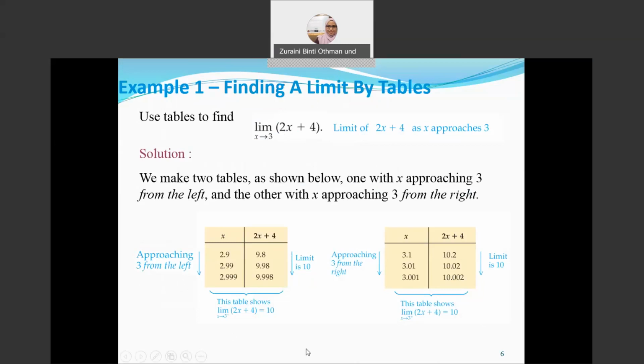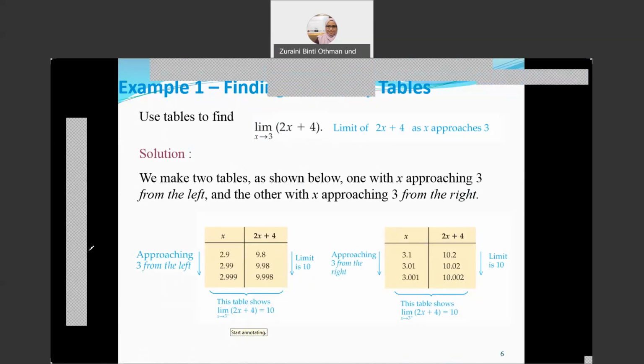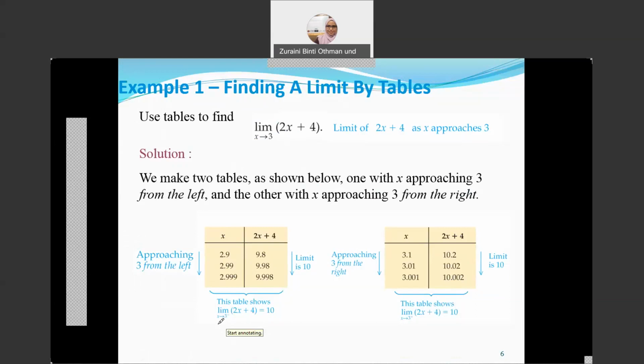right, right? Okay, so now this is the table for, okay, ini ialah table untuk daripada sebelah kiri. Maksudnya x approaching to 3 daripada sebelah kiri. Maksudnya daripada 2.9, okay, ini kita punya 3. Okay. Maksudnya yang ni kita punya 3. Okey, 3. Okey, daripada sebelah kiri maksudnya nilai dia ialah daripada 2.9.